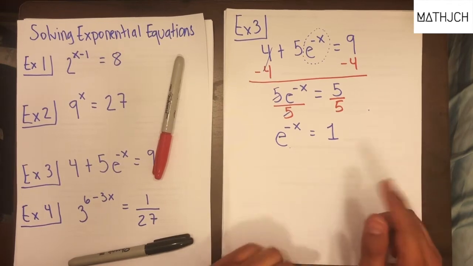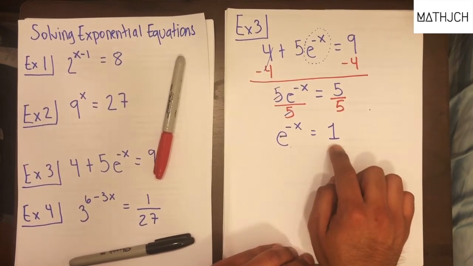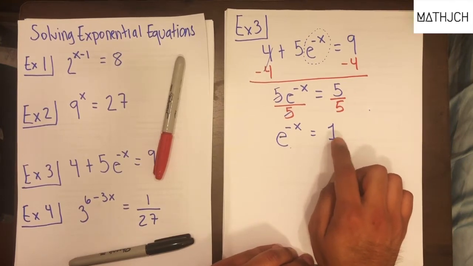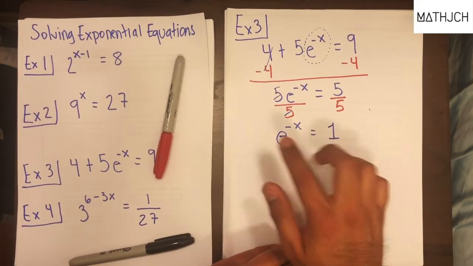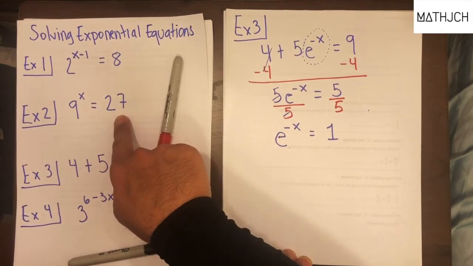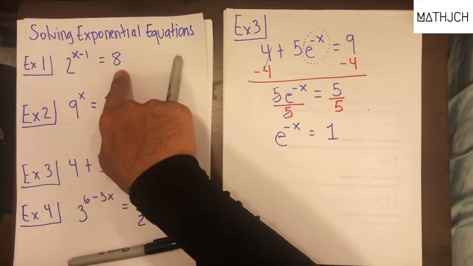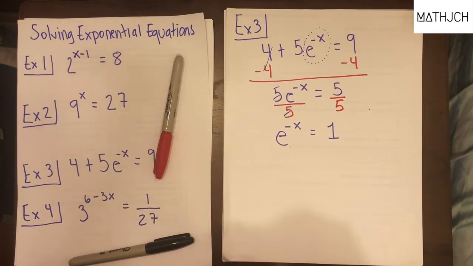Now, notice here, we have something to the exponent equals some number, right? They are different bases, okay? They are not factors of each other, like in the previous examples, right? The 9 and 27 were factors of each other, and 2 and 8 were factors of each other. In this case, they are not. Now, here's the hint.